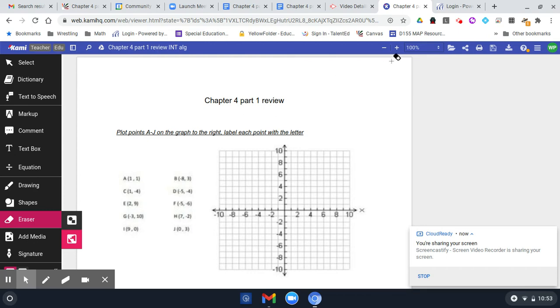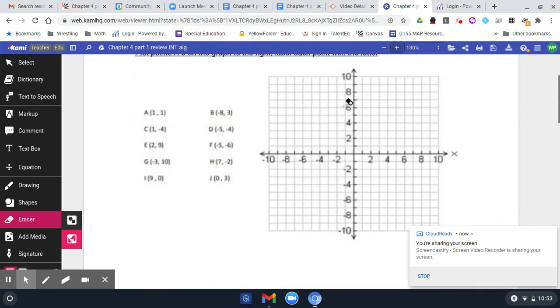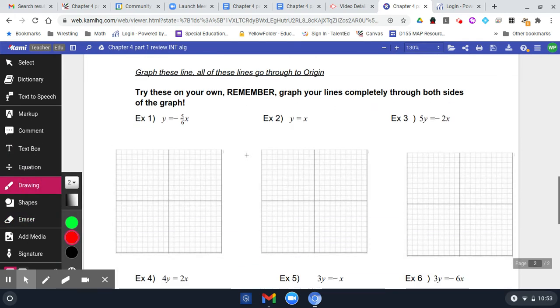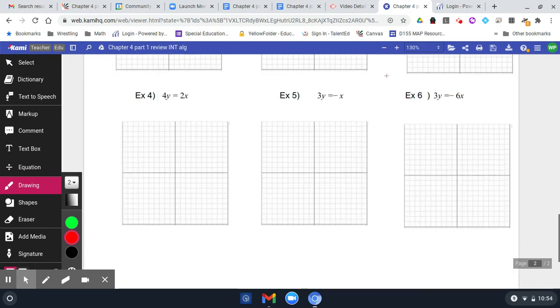All right, guys, here's your chapter 4, part 1 review. As you can see, the first part is plotting points. The second part is identifying types of slope. The third part is going to be graphing y equals mx. Okay, m is the slope. And I think that's all we have for today, okay?